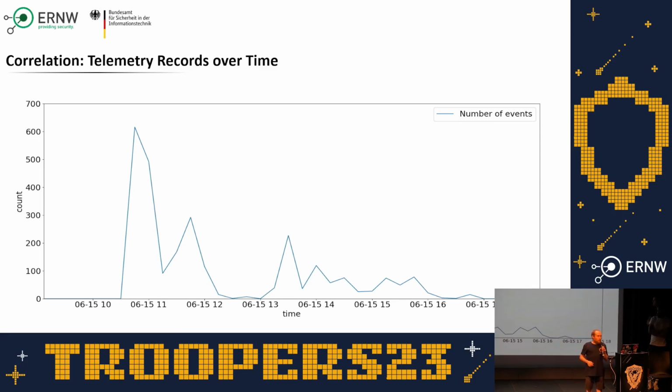Here we have a graph of telemetry records over time. So the blue line, on the bottom axis we have the time of day, on the top we have the count, and the blue line indicates how many records were generated per 15 minutes. It's rounded to 15 minutes. That was a Thursday two weeks ago, I guess. So, okay, that looks interesting. We might draw some conclusions, but hey, we have some more information there.